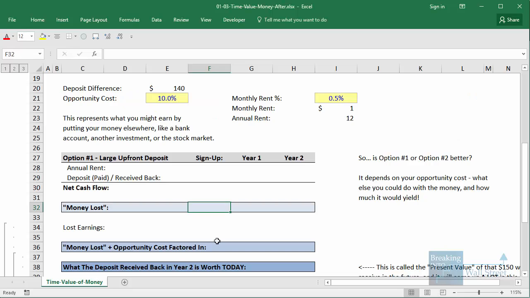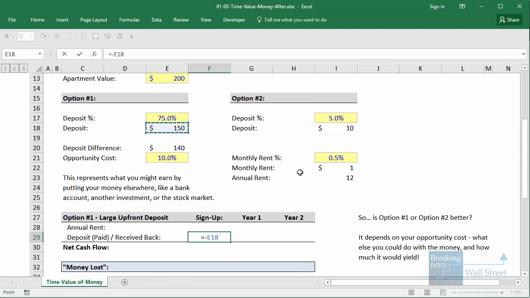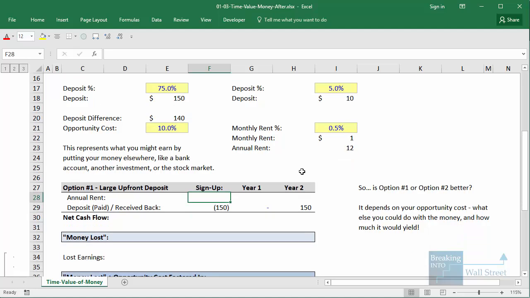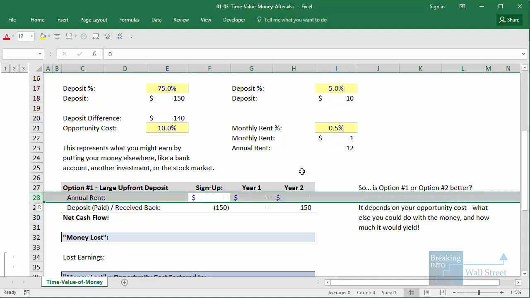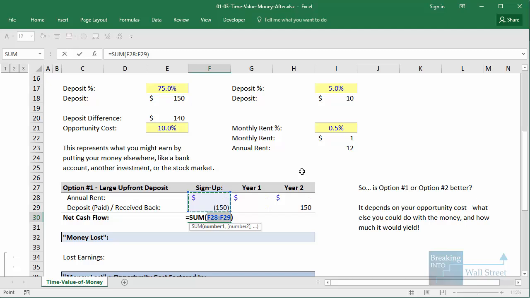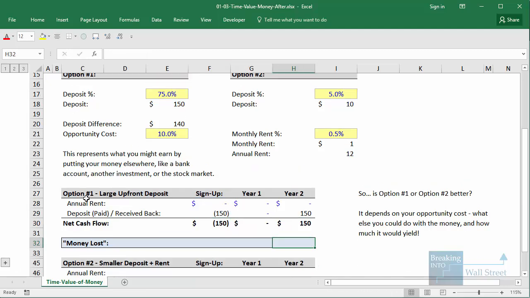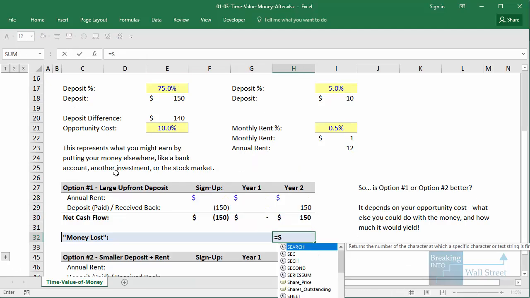If we were to represent this in Excel, you can see I have the file up here on screen. For option number 1 with this large upfront deposit, let's take our deposit right there. We'll enter 0 in year 1, and then we'll say that we move out in year 2, so we get the deposit back at that point. Now, with option number 1, we have no rent on a monthly basis, and therefore no rent on an annual basis. So we'll enter 0 for annual rent. Our net cash flow each year will just be the summation of all these. And so if we look at the money lost here, let's just sum these up.